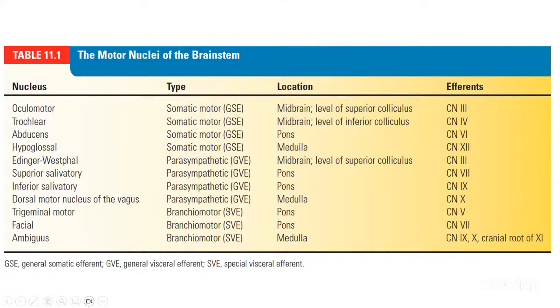Next, general visceral efferents: Edinger-Westphal, superior salivatory, inferior salivatory, and dorsal motor nucleus of the vagus. These are all parasympathetic nuclei, which are general visceral efferents. Edinger-Westphal is present in the midbrain, superior salivatory and inferior salivatory are present in the pons, and the dorsal motor nucleus of the vagus is present in the medulla. Next, special visceral efferents, the branchiomotor: trigeminal motor, facial, and ambiguus. Trigeminal and facial are present in the pons, and ambiguus is present in the medulla.